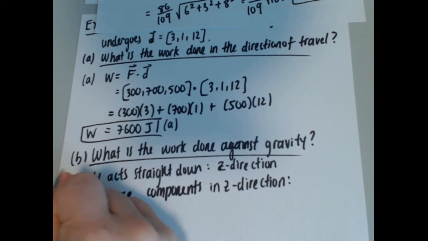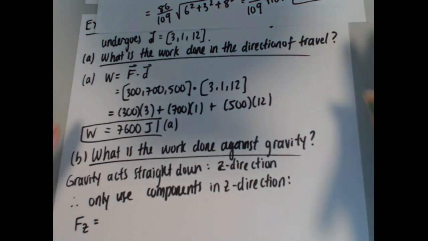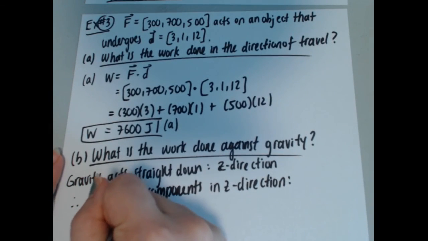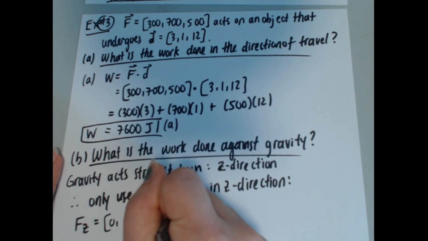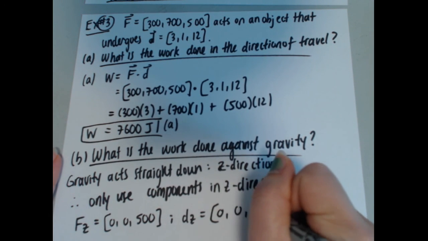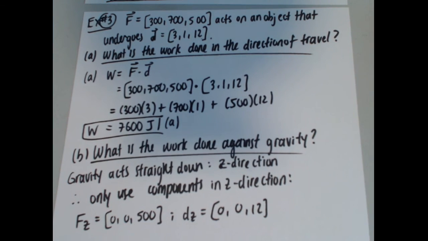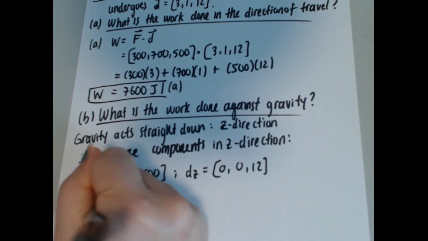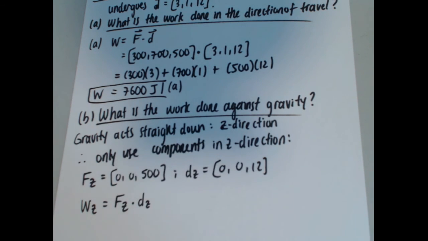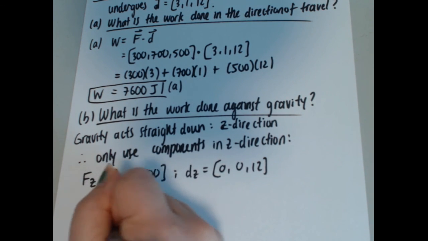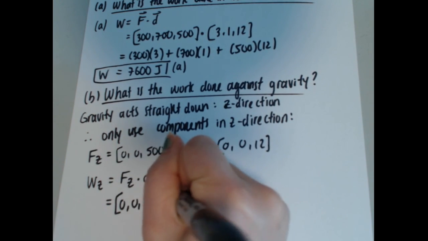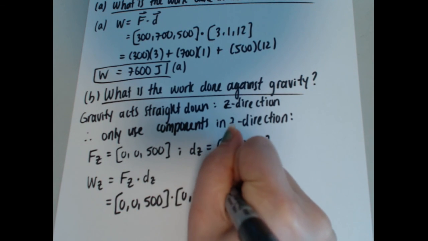Okay, so for example, Fz. Now if we only use the force in the Z direction, that means we're working with 0, 0, 500, because the other components we are ignoring right now. And the displacement in the Z direction, same thing, 0, 0, 12. So to find the work done in the Z direction, it's going to be the force in the Z direction dotted with the displacement in the Z direction. So that's 0, 0, 500 dotted with 0, 0, 12.